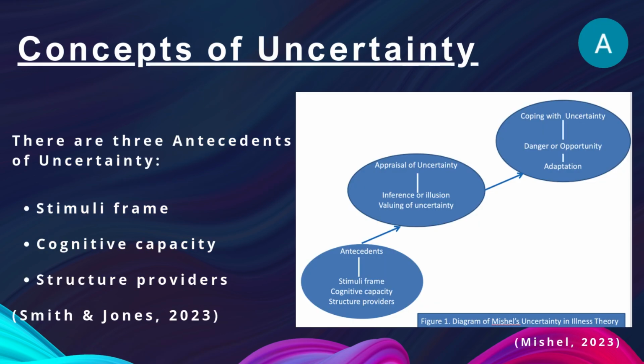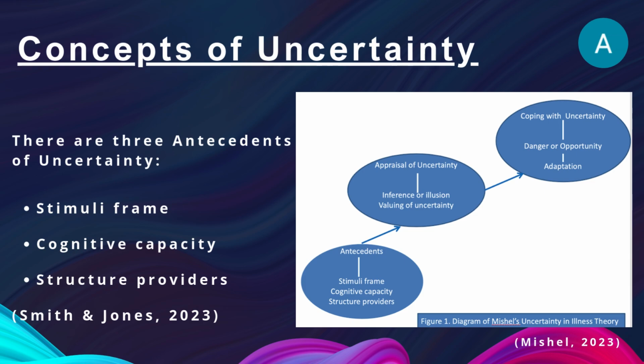This portion of the PowerPoint ties in the concepts of uncertainty, which consists of three antecedents. The first antecedent is stimuli frame, and it is the foundation of the stimulus. It is made up of what the person perceives and their ability to form a cognitive schema. A cognitive schema is based on the individual's interpretation. It is subjective to one's own experience.